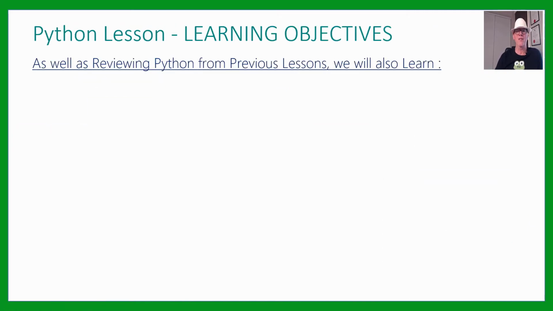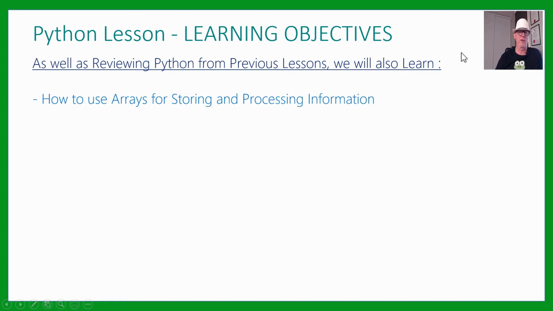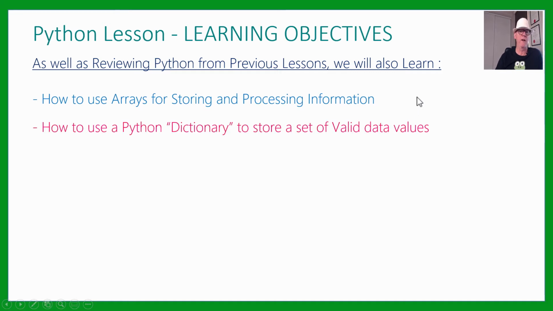So the learning objectives here, as well as reviewing that Python from the previous lessons that we've already learnt, or you could try and jump into this straight away if you do have some other Python experience. We're going to learn how to use arrays for storing and processing our information. We're actually going to use a Python dictionary to store a set of valid values that people can put in for grid references. So I think that's a new thing we haven't done before, the Python dictionary.